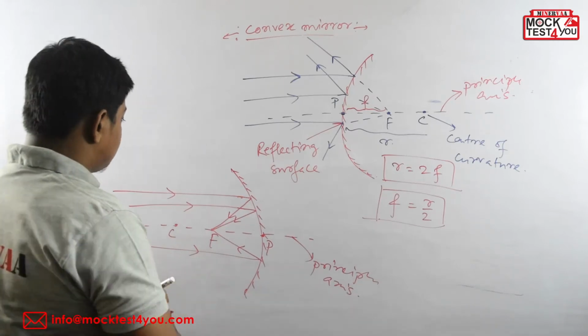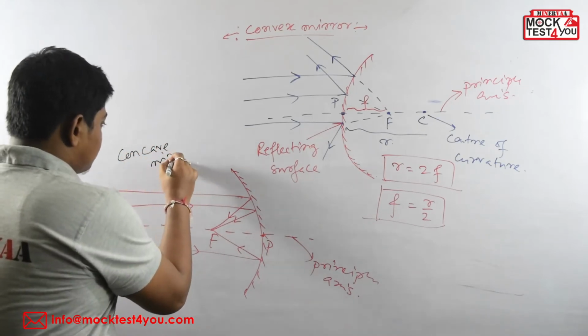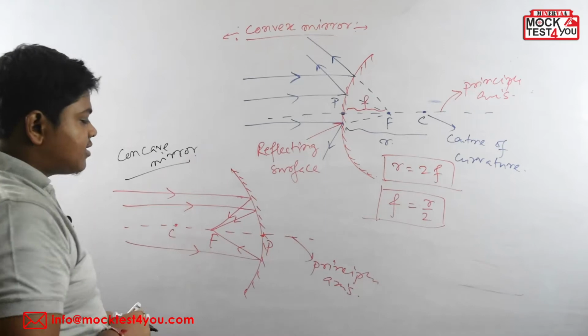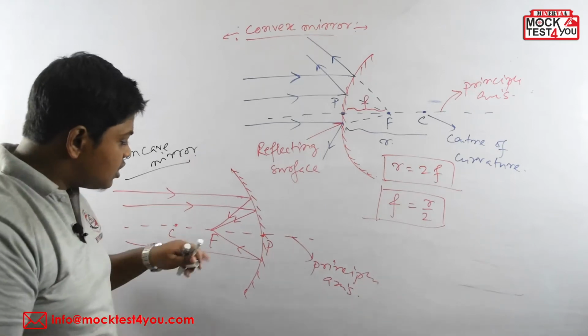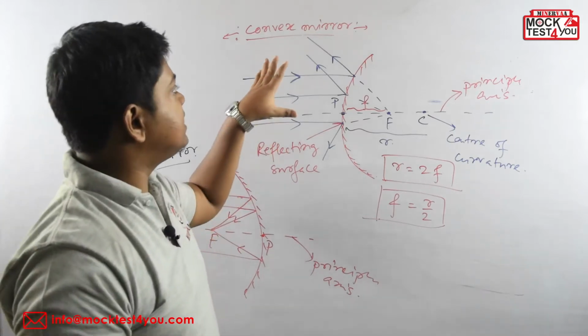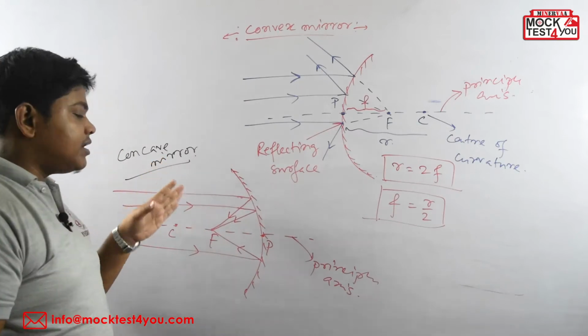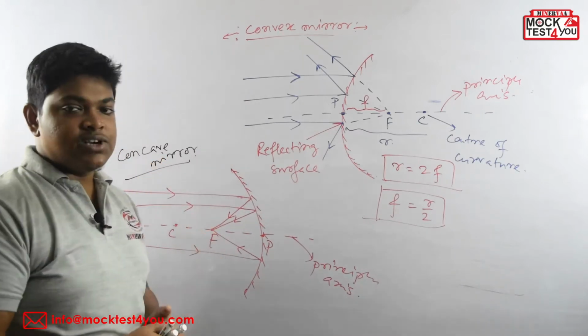This is the portion of concave mirror. Let me write it down. This is the portion of concave mirror that we have completed till now. So I hope it is understandable for two of the cases why we are telling that convex mirror is one kind of diverging mirror, and the concave mirror, as you know, is one type of converging mirror.